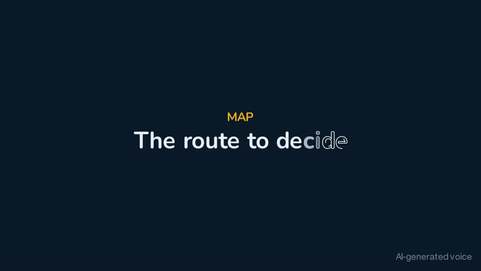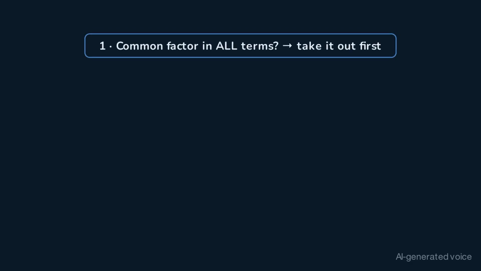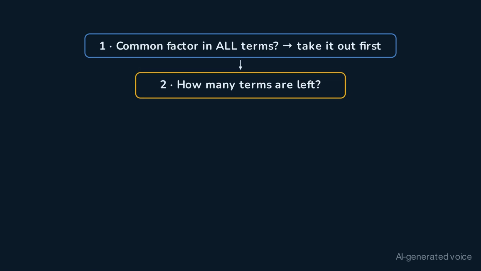Before we dive into the cases, I want to give you the full map of the journey. It's the route we'll follow to decide which method to use in each exercise. Keep this map. First, ask yourself if there's a common factor to all the terms. If there is, always take it out first. Then, count the terms you have left.